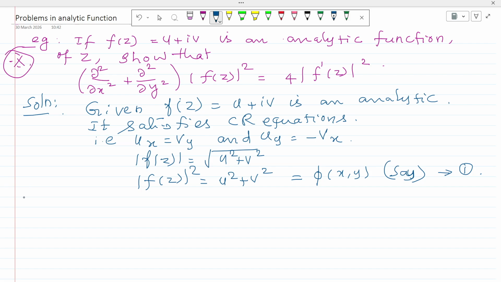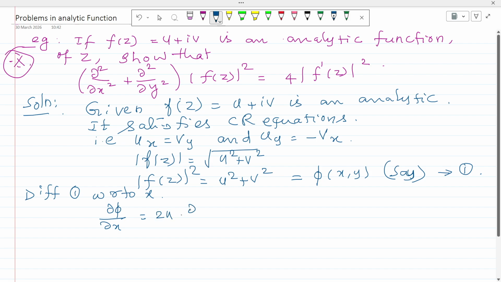Okay, fine. Differentiate 1 with respect to x. That means phi of x comma y equal to u square plus v square, and you are differentiating with respect to x. So what you get? Dou phi by dou x equal to 2u dou u by dou x plus 2v dou v by dou x. Have you done the problem?